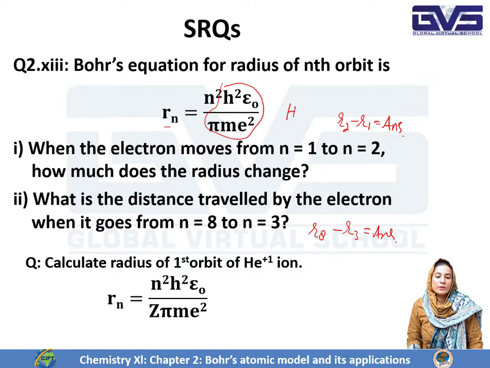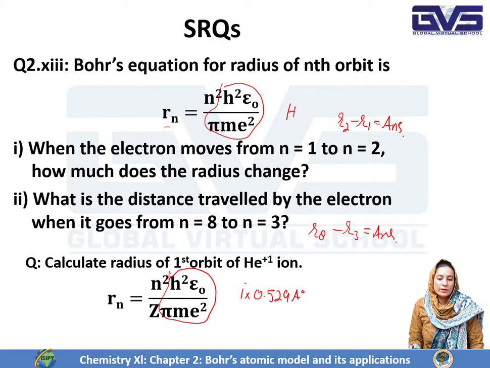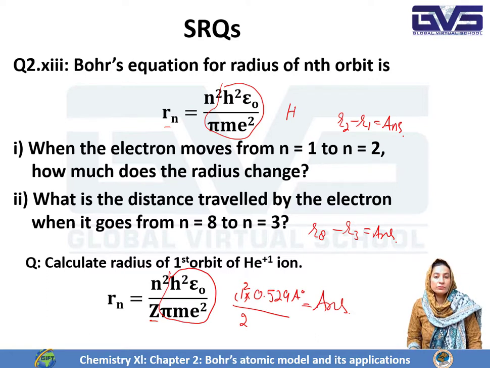Calculate the radius of the first orbit of helium. You know these are constants, and it has the value 0.529 angstrom, and n, I told you, for the first orbit, so take the square of 1. And you know for helium its atomic number is 2, so you have to divide by 2. You can easily find the answer. Similarly, if you are asked for lithium, then you will put 3, and for whichever orbit, first, second, third, accordingly you have to put the value. Is that not easy? It's very easy.